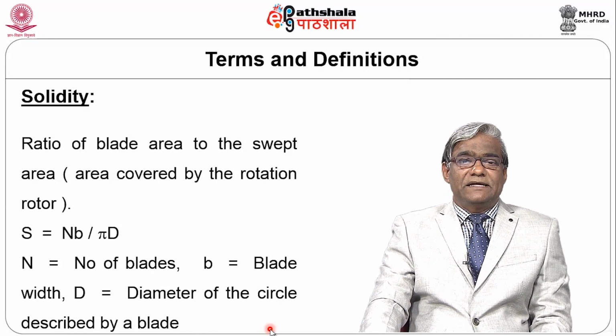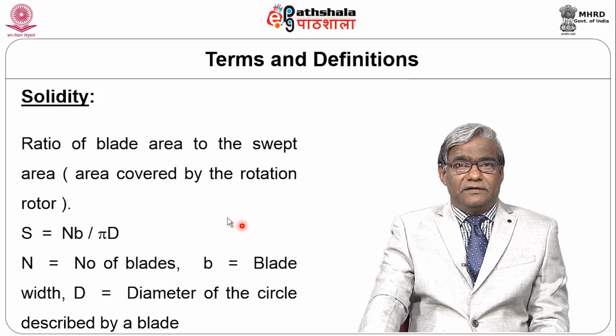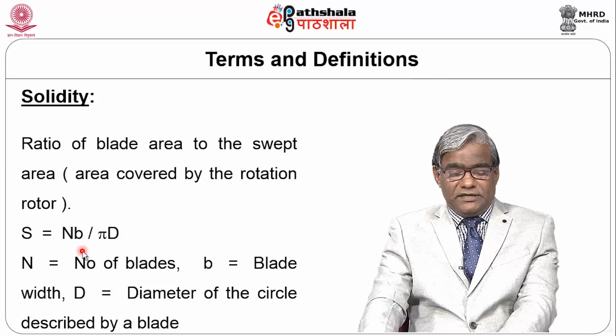And now some terms and definitions. This is the solidity, the ratio of blade area to the swept area covered by the rotor. S is N times b divided by pi d, where N is the number of blades, b is the blade width, and d is the diameter of the circle described by the blade. That ratio of blade area to swept area gives the solidity of the wind turbine.